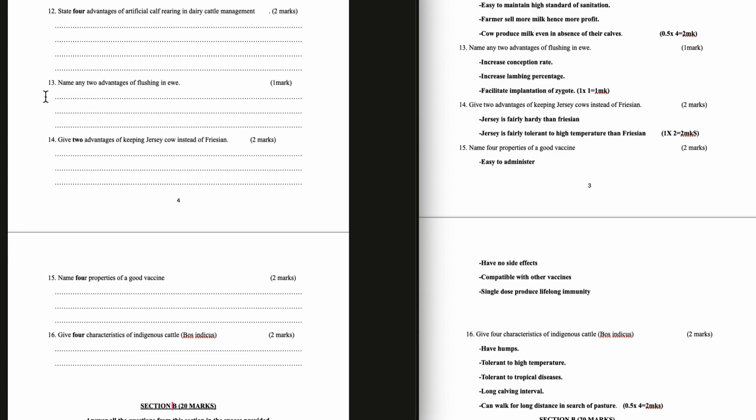Question 16. Give 4 characteristics of indigenous cattle. Have humps, tolerant to high temperature, tolerant to tropical diseases, long calving interval, can walk for long distances in search of pasture.